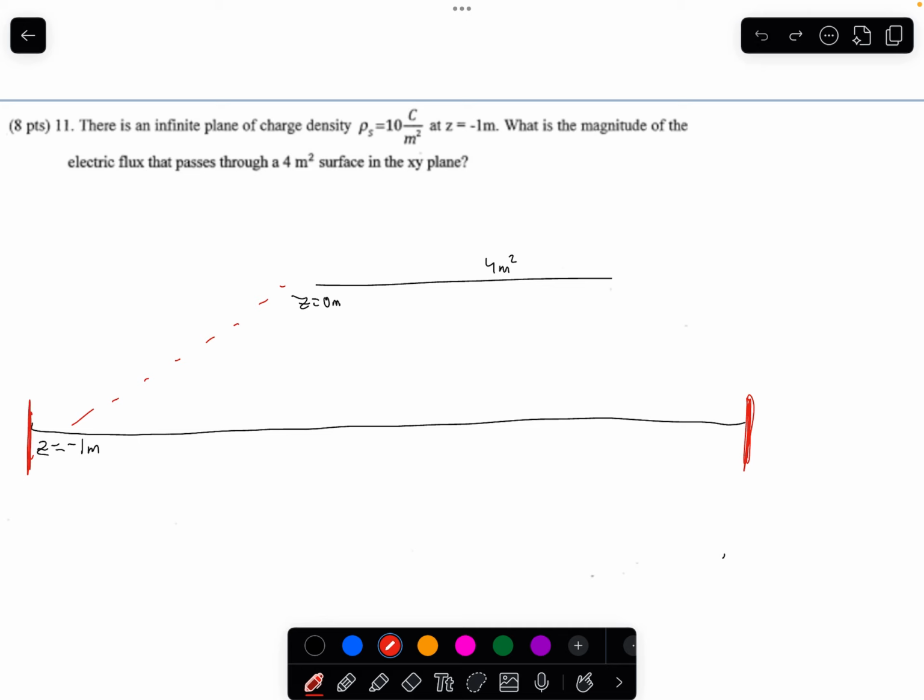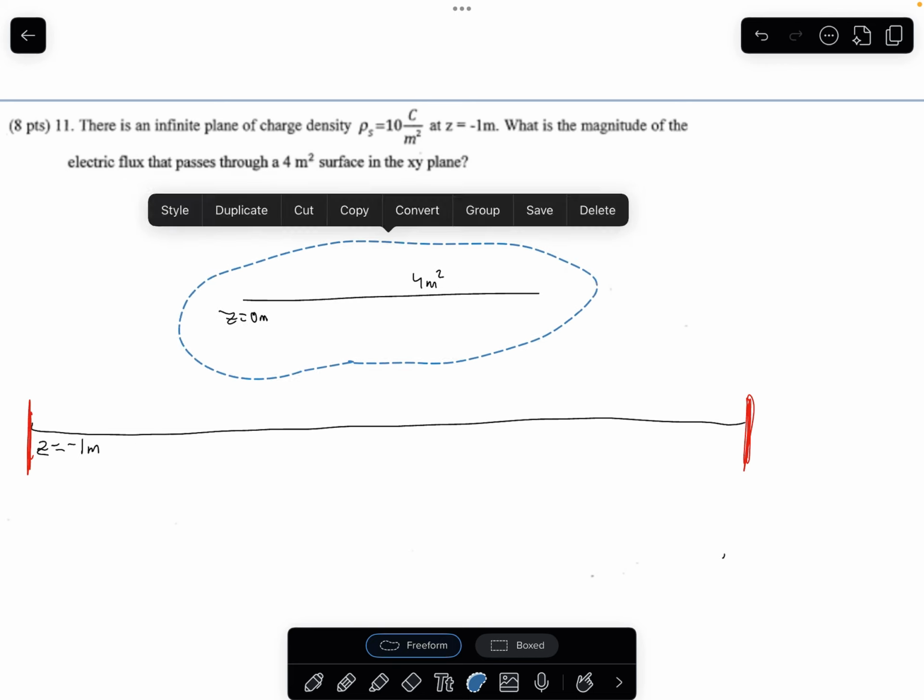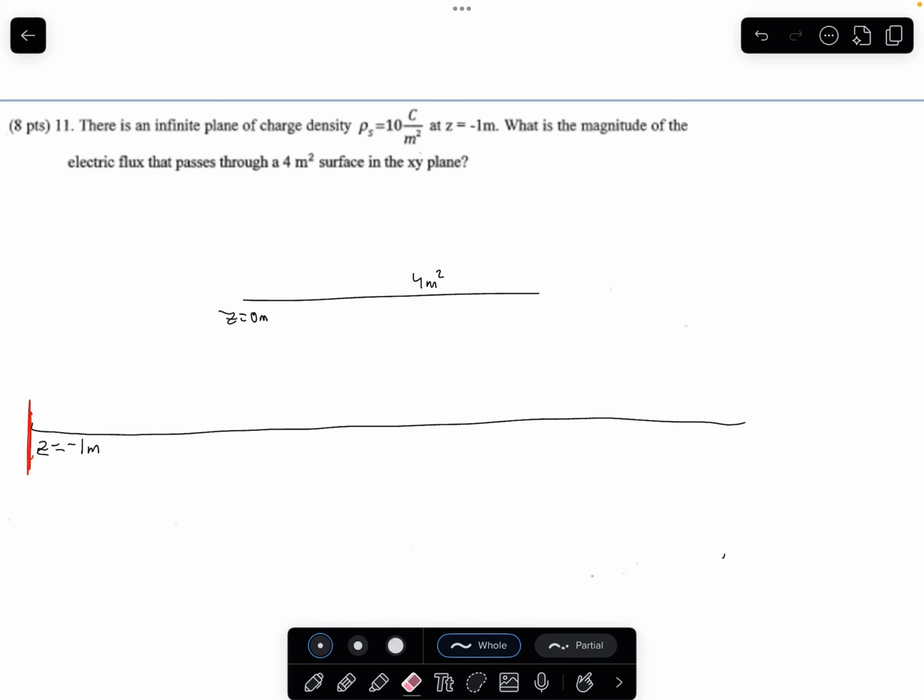However, because the plane is going to be infinite, it's going to all cancel out. And so it doesn't actually matter where this plane is located as long as it is on the xy plane. So it could be centered at x equals 2, y equals 2, x equals 1, y equals 7, x equals a billion, y equals a billion. It really doesn't matter. This plane of charge density 10 coulombs per meter squared is always going to be there.